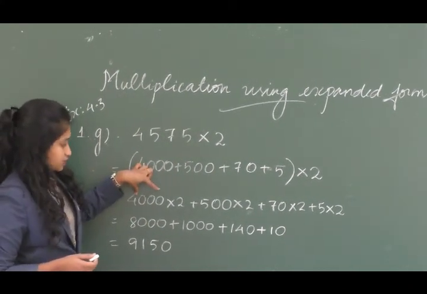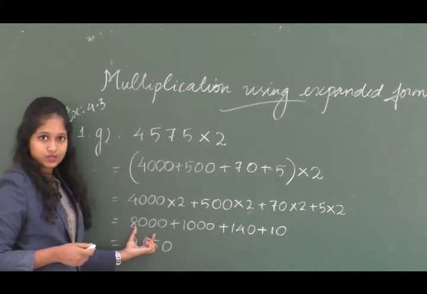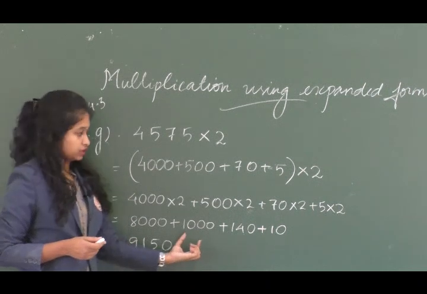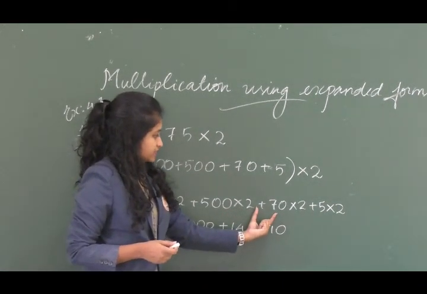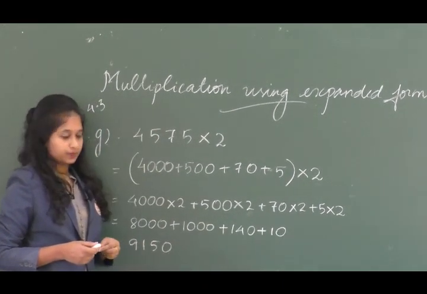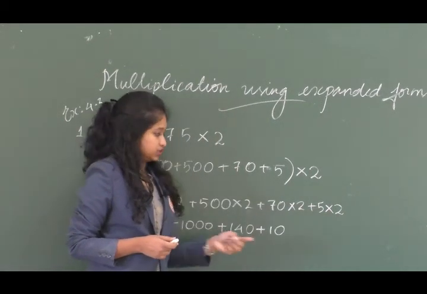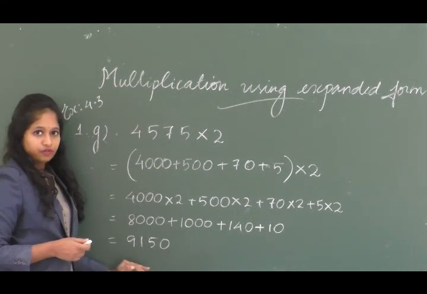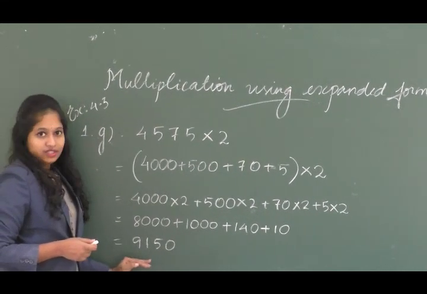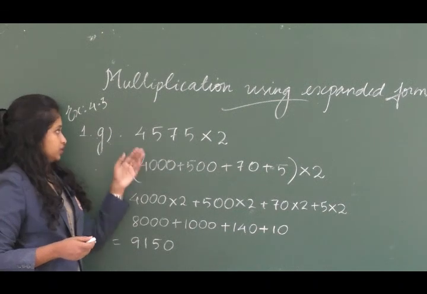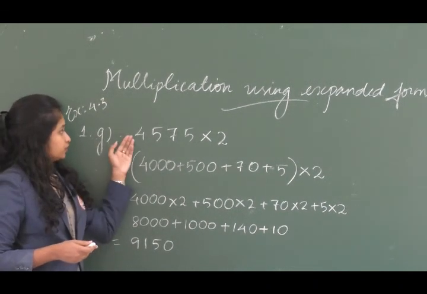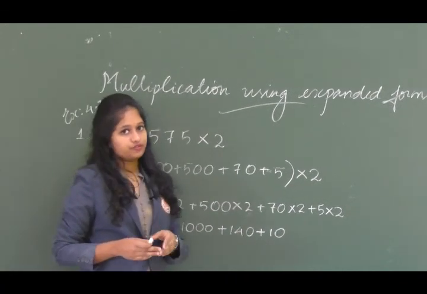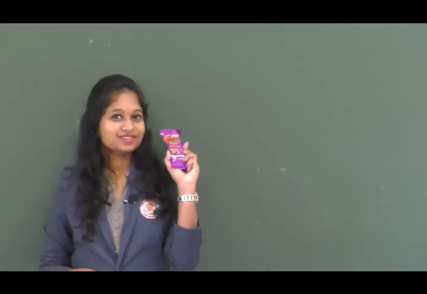When you multiply 4000 and 2, we get 8000. Plus 500 into 2 is 1000. Plus 70 into 2 is 140. Plus 5 into 2, it is 10. Now add, you get the final answer as 9150. So the multiplication of 4575 and 2 is 9150.